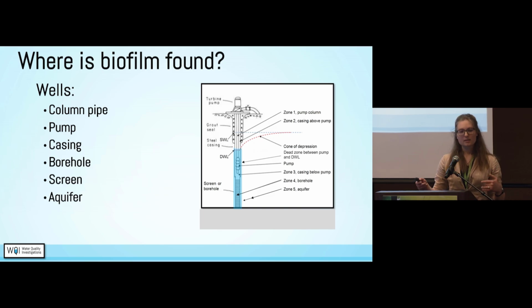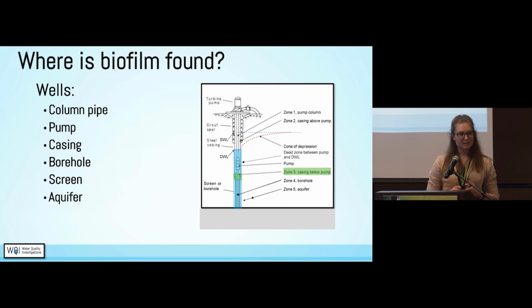So every well is constructed differently, but the more that water sits stagnant, if there's not a very large drawdown basically between those levels, that can be an area where biofilm forms. We also see it in column pipes. We see it in the dead zone between the pump and the dynamic water level because really the water is not moving very much in that area.